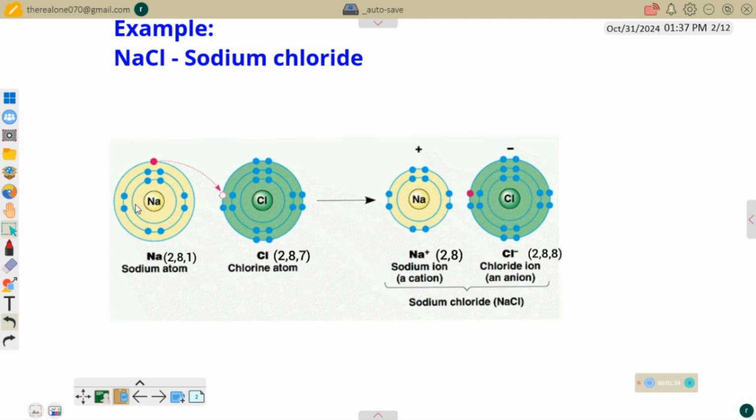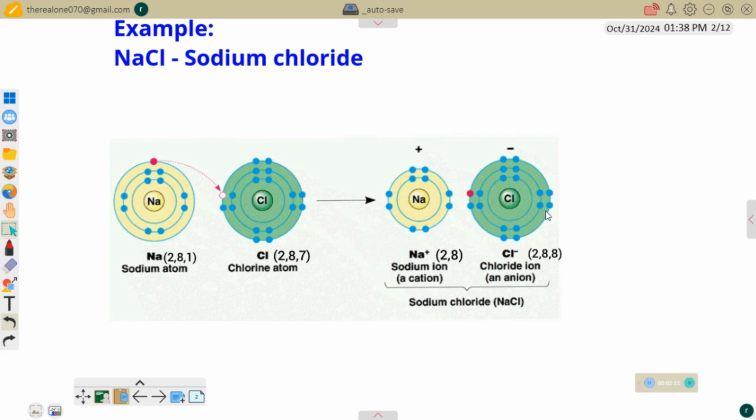Now, this excess electron in the outermost shell of sodium will be transferred to the outermost shell of chlorine, meaning that chlorine needs 1 to complete the stable octet electronic configuration, while sodium is already filled up and has 1 extra. So the 1 extra that we have will be transferred to the chlorine atom.